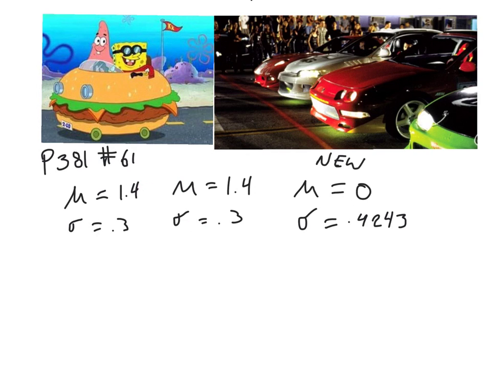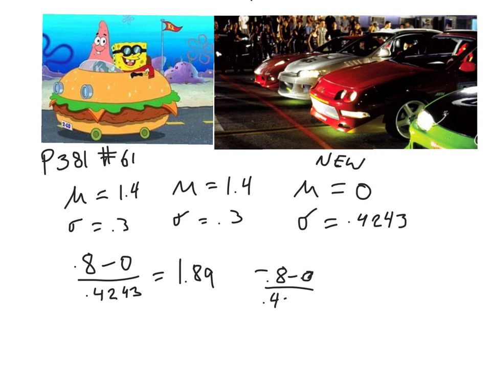We're interested in 0.8, right, the difference, minus our new mean, divided by the new standard deviation, which is 0.4243, and we get 1.89. Now, what if we subtracted them the other way, and then it would be the negative 0.8 minus 0 divided by 0.4243, and you might guess that that would be negative 1.89. Okay.